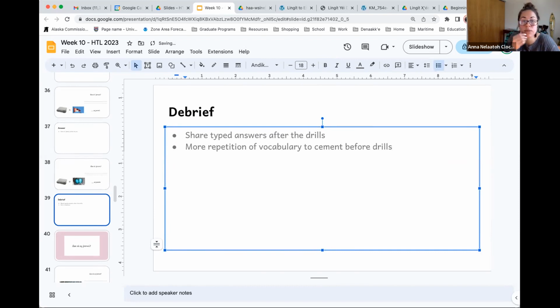We'll probably do this again, but we'll have typed answers after the drill so that you can kind of see like, okay, now I see it in writing. And then also maybe focus on fewer vocabulary words with more repetition of those words. So maybe like 3.